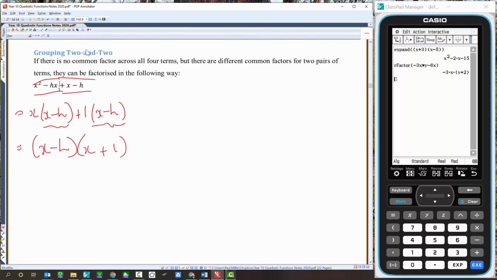Note that when we want to use grouping 2 and 2, we've got to have 4 terms. So if I give you a question in the test and it's got 4 terms in it, invariably, girls, it will be a grouping 2 and 2 problem.